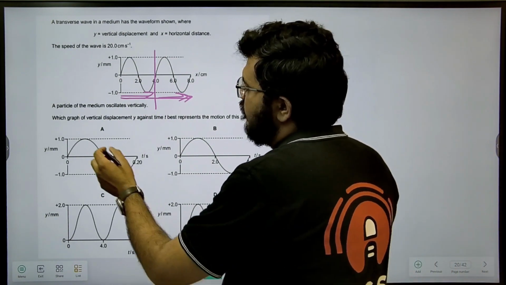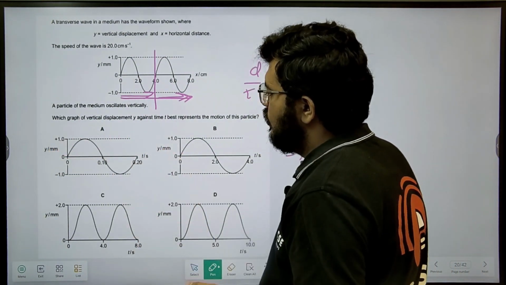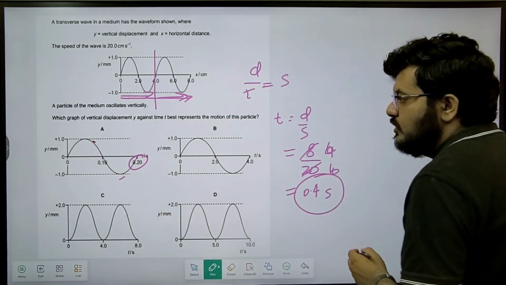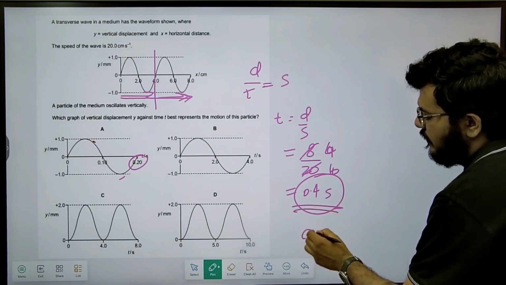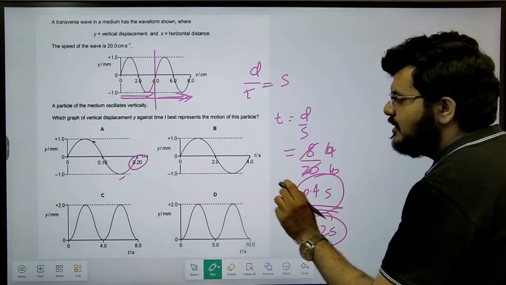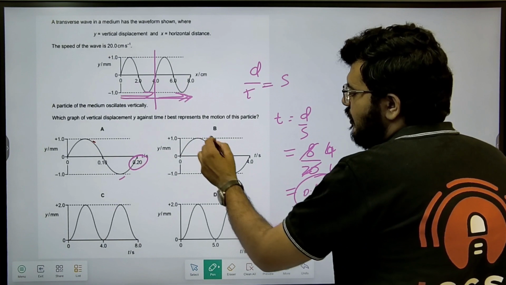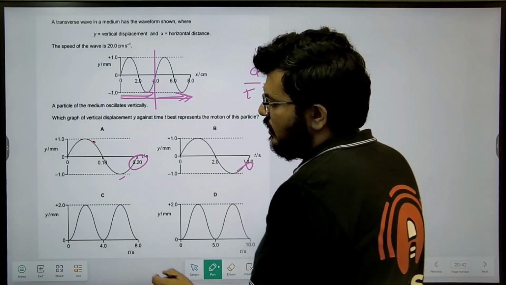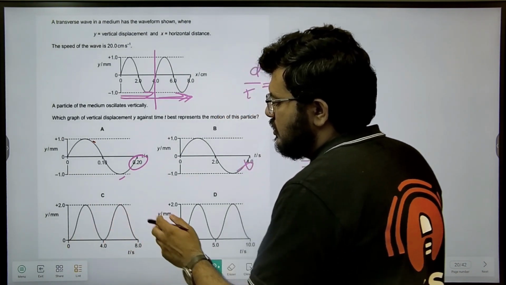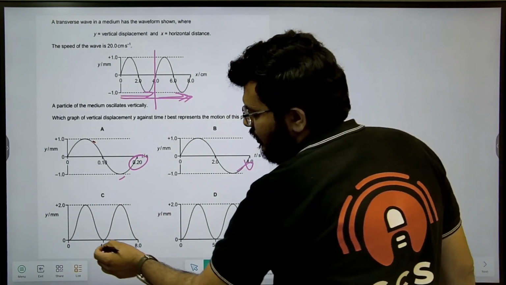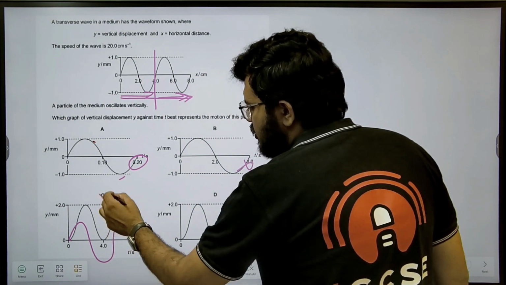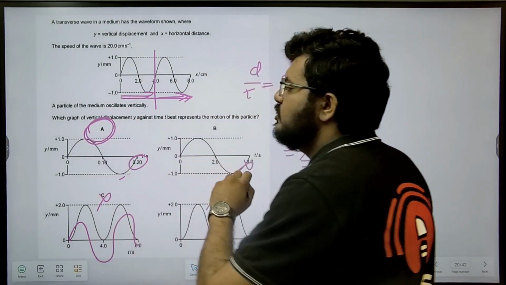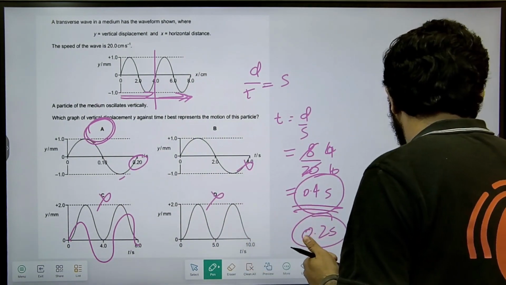Now let's find out, y should remain same. One wave is passing in 0.2 seconds. So if two waves pass in 0.4, one wave will pass in 0.2 seconds. I think A is our answer, but let's check. One wave passes in 4 seconds. This is incorrect. Then this is not a wave, this is a corrected wave, right? There is no negative amplitude, so this is incorrect. The same thing is happening here. So yes, A is your correct answer.